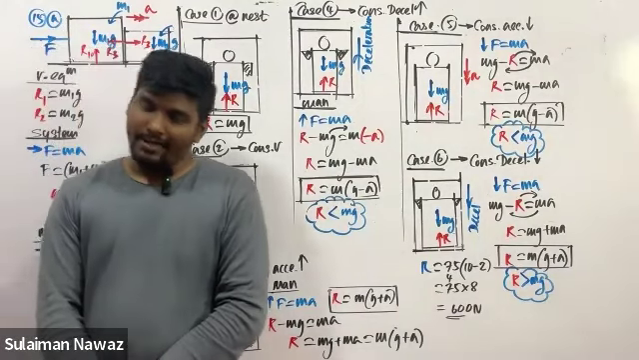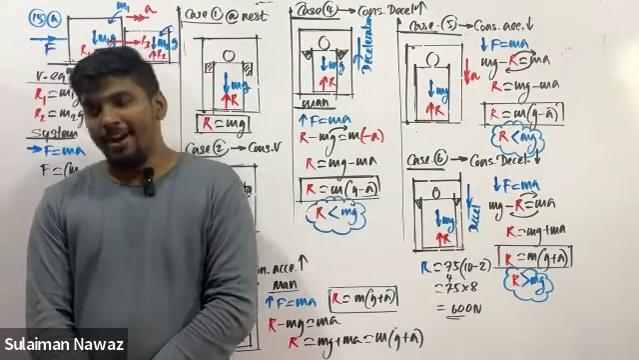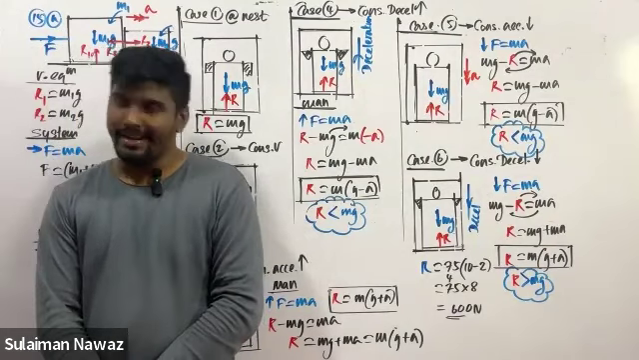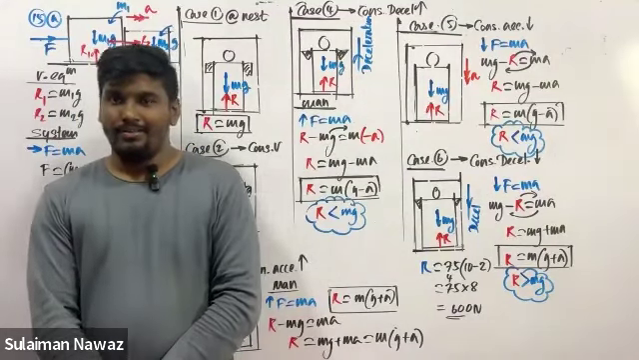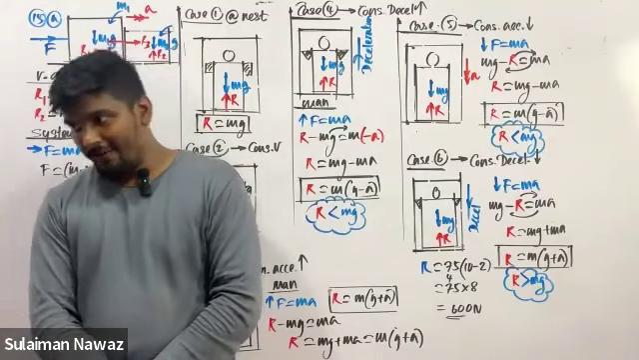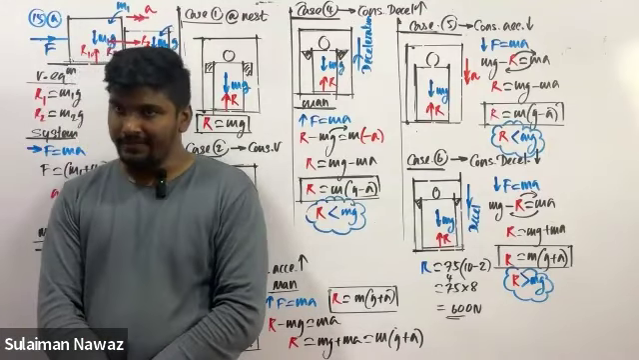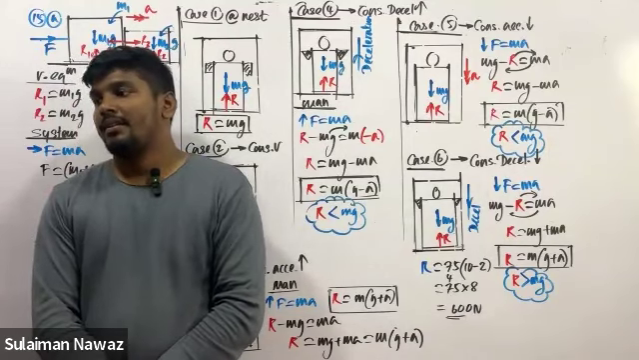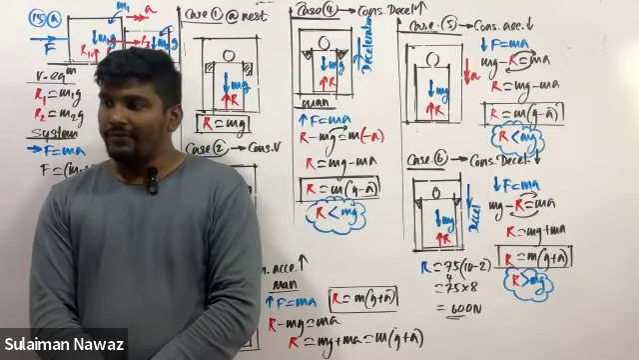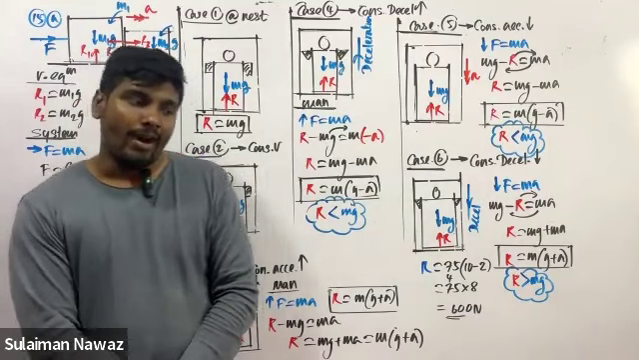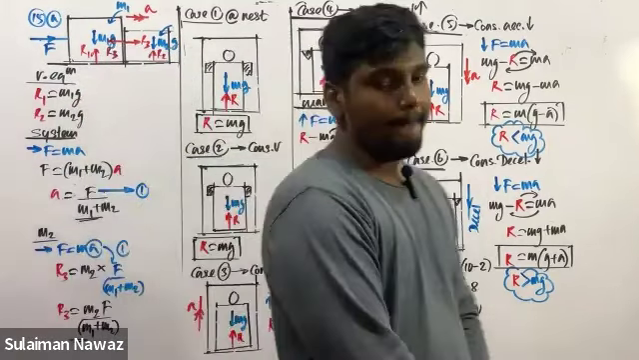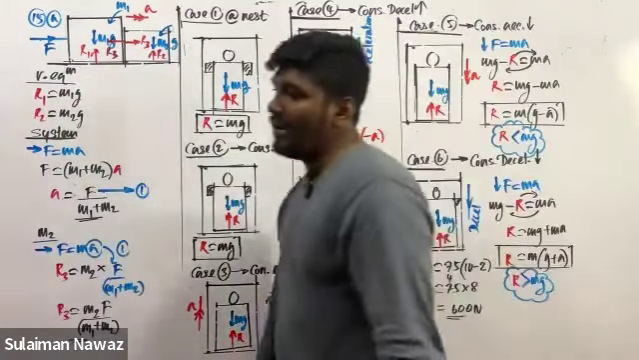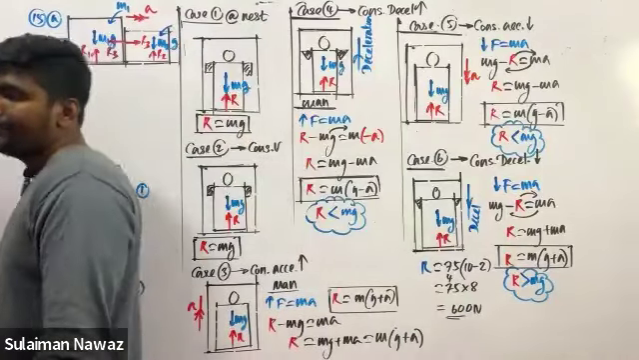A man of mass 75 kilograms is standing in a lift. Same thing, but the only difference is deceleration. What is the normal reaction force on him?